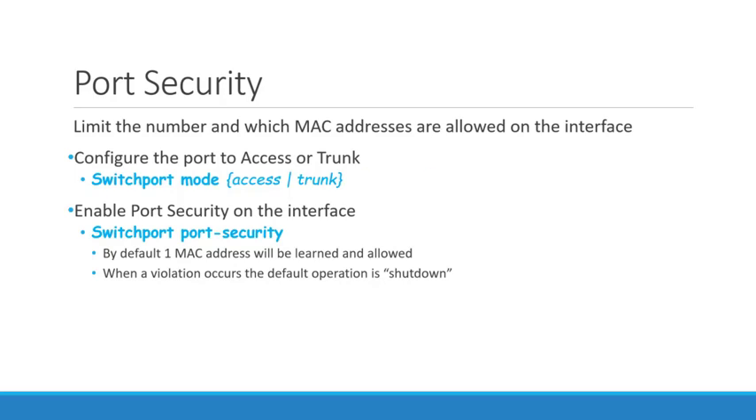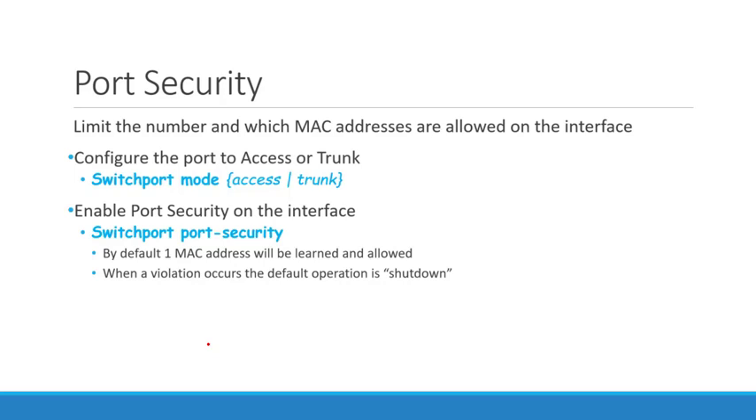The only two required configurations are these two here. So you need to first configure the interface as being either an access mode or a trunk. So it's either an access interface or a trunk interface. And then you have to enable port security. And that's all you have to do.